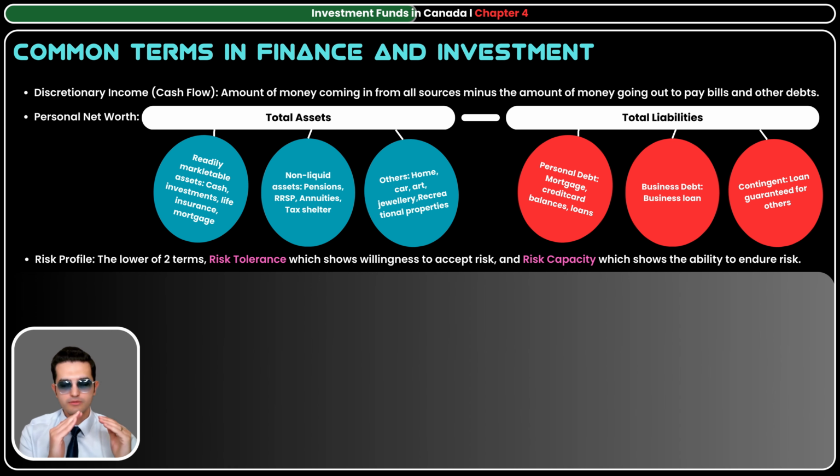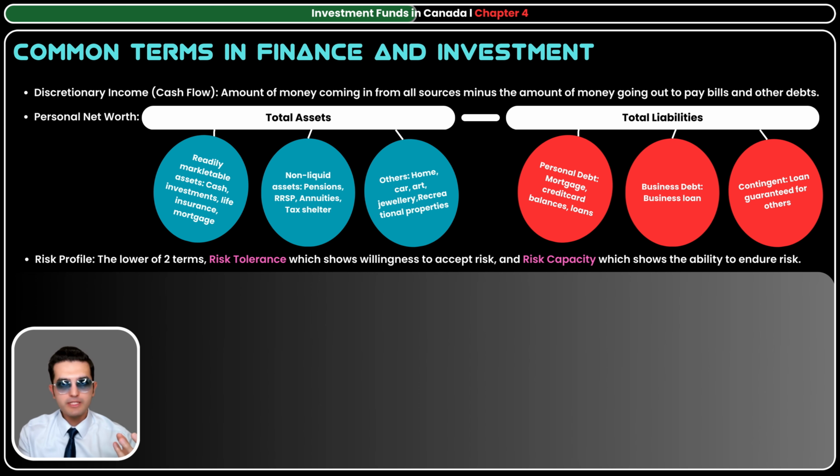So, we do have a term, risk profile. This risk profile has 2 subterms. Risk profile is the lower of these 2 subterms, which are risk tolerance, willingness to take risk, and risk capacity, ability to take risk. So if both are low, the risk profile of your client is low.